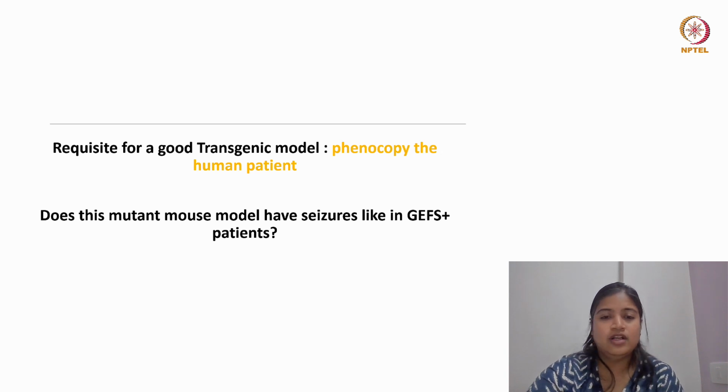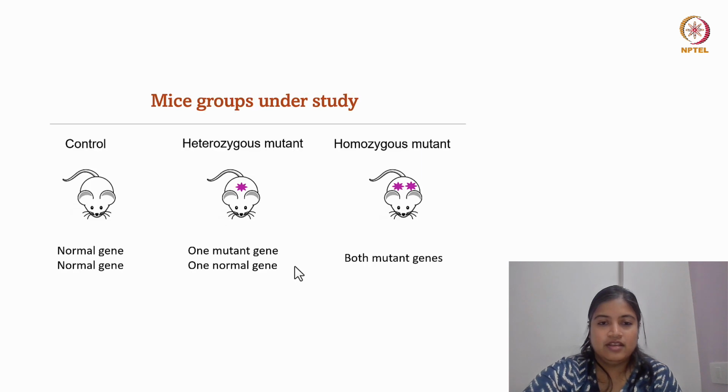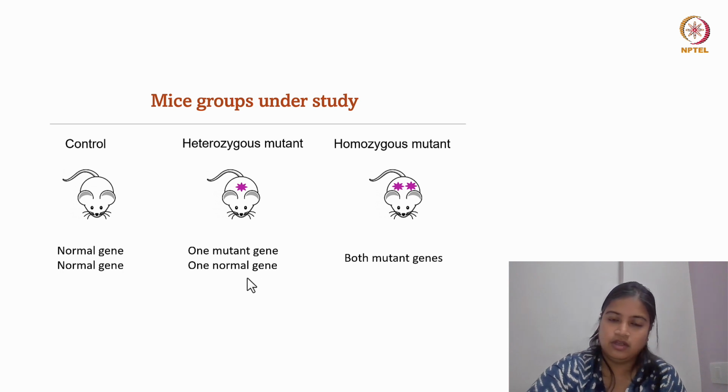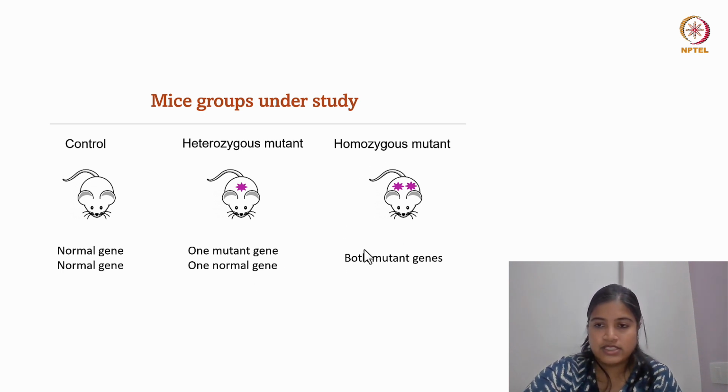The requisite for a good transgenic model is that the model should phenocopy the human patient. So we wanted to check if the mutant mouse model that we had made had the seizure phenotypes just like in the GEFS plus patients. We had three mouse groups under study: the control mouse, which has two copies of the normal gene; the heterozygous mutant mouse, which has one mutant copy and one normal copy of the gene; and the homozygous mutant mouse, which has two copies of the mutant gene.